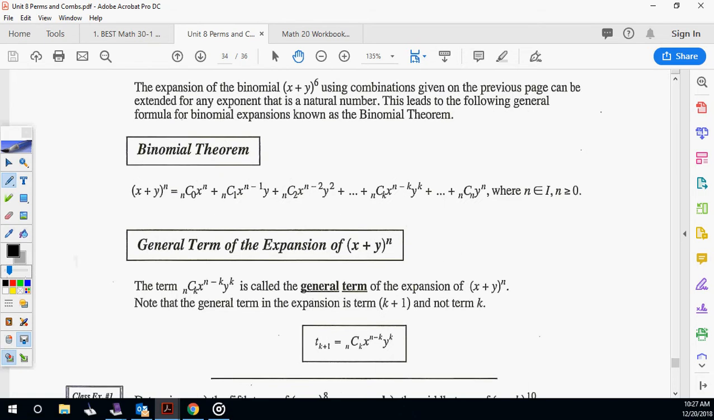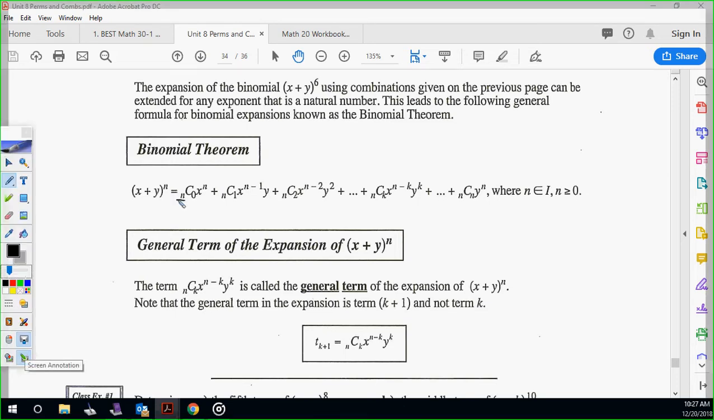So coming up here, it says the expansion of binomial x plus y to the 6 using combinations, given the previous page, can be extended for any exponent in the natural numbers. So what they're saying is this is a pattern that we can use as a binomial theorem. Whatever the exponent is, that's the n you choose from. Our exponent was 6, so we were doing 6 choose. Then it's whatever you're choosing, and it's essentially whatever position you're in. So this is kind of for position.